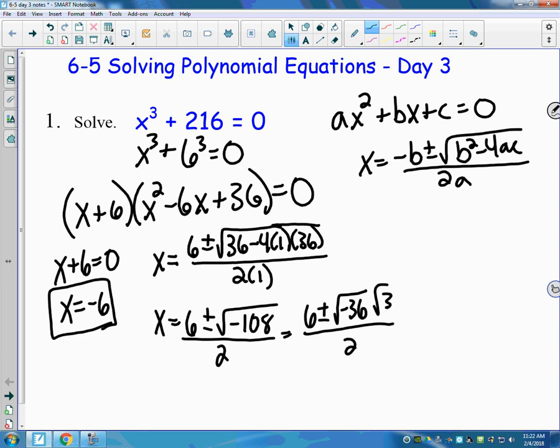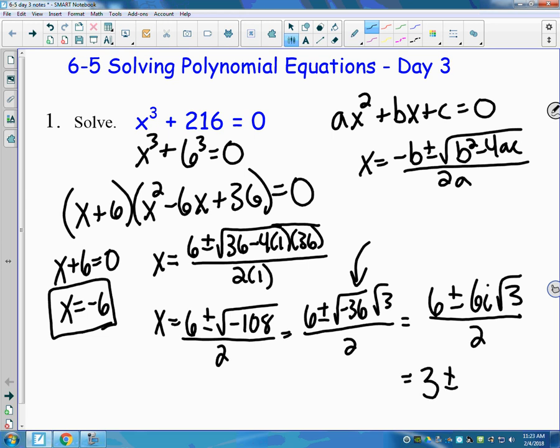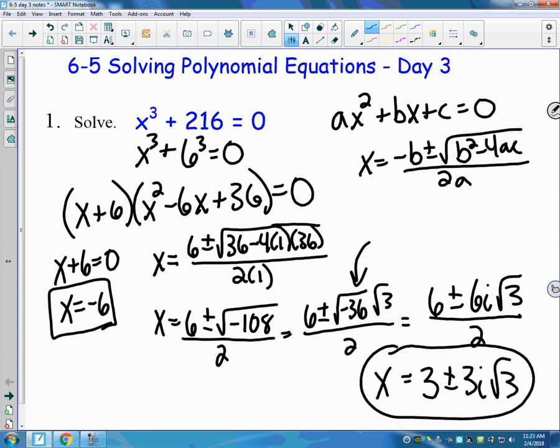So remember, when you break up your square roots, you have to break them up into two things that multiply to give you that. And then we can simplify this one, right? The square root of -36 is 6i. And then I have that square root of 3 left over, all over 2. And then we have that one extra step to simplify, because 2 goes into both 6 and 6, not the square root, but the numbers out here. I can break that up, and that's the same as saying 3 plus or minus 3i radical 3. So notice on this problem, I have one real solution and two complex or two imaginary solutions to this problem.